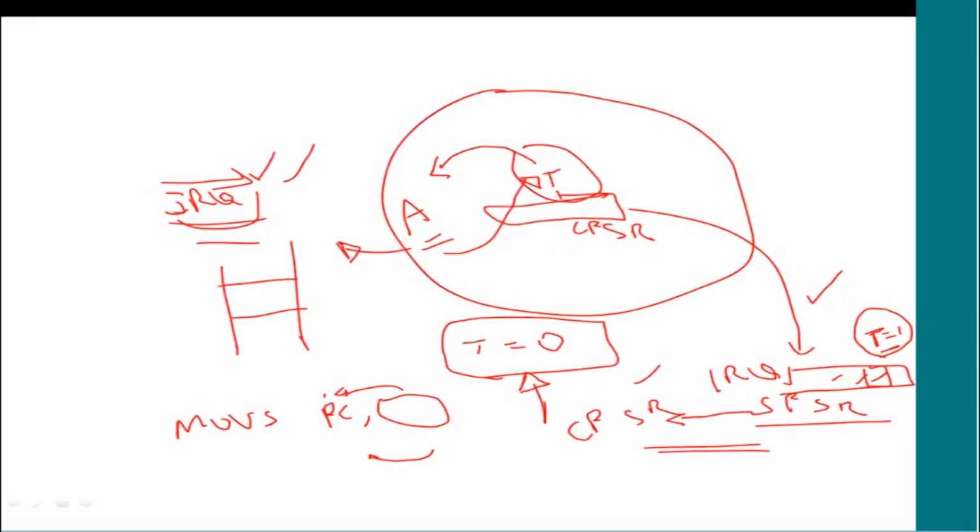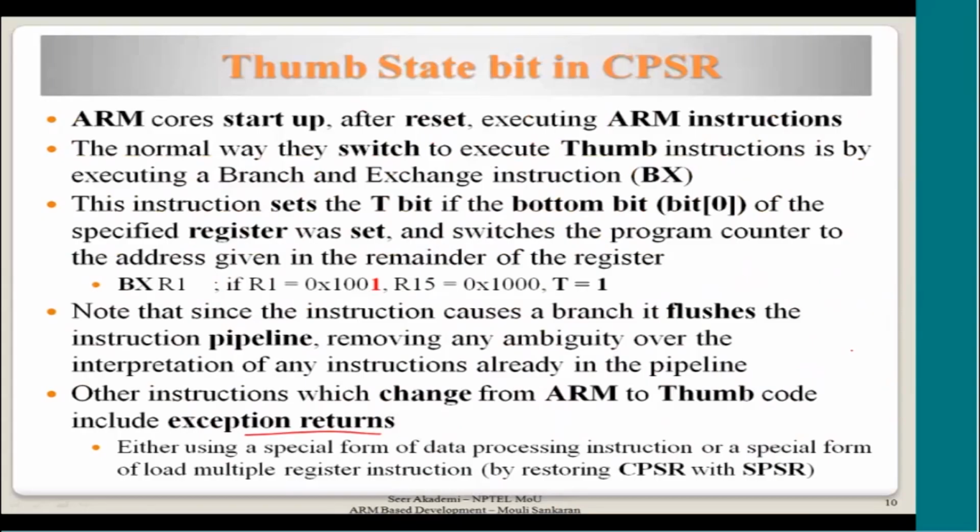So from wherever it has to restart, it will start fetching 16-bit instructions because it has already moved to thumb state. This is what I am saying about returning from an exception. If it was in thumb mode before going into the exception, when it returns it will also come back to thumb mode. Please remember this.